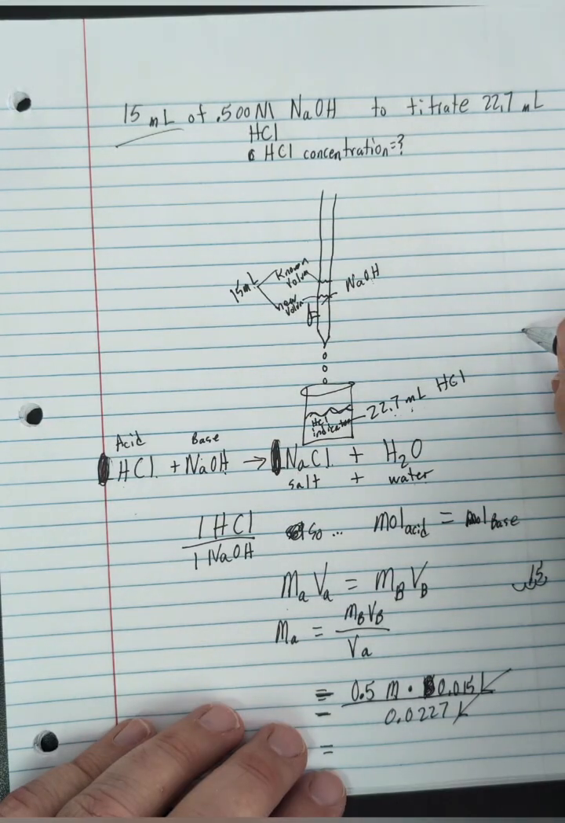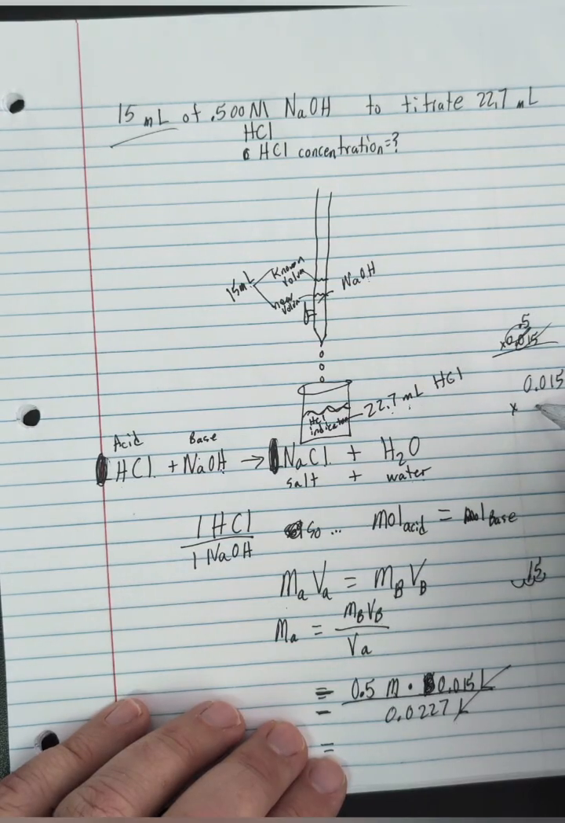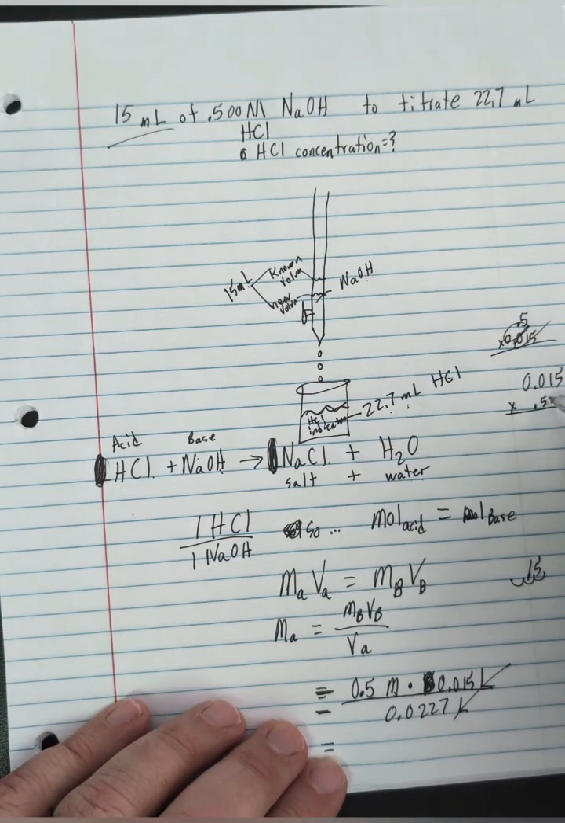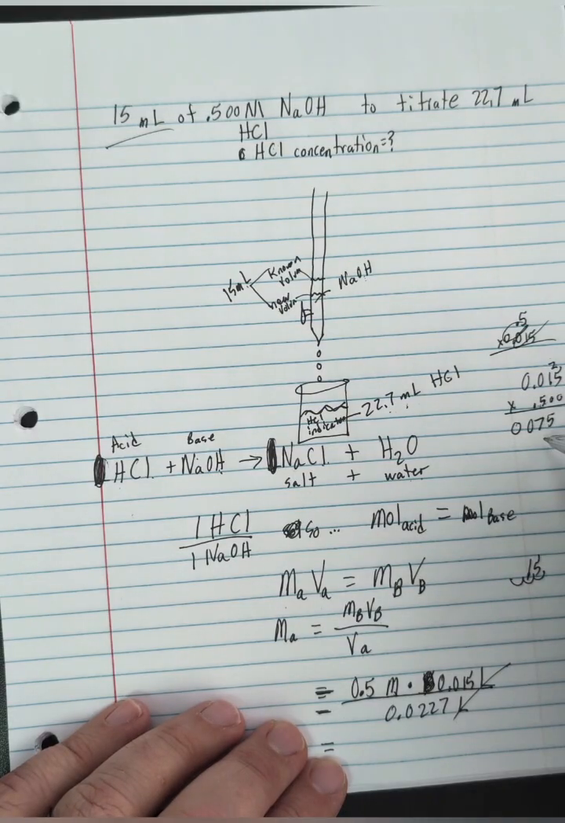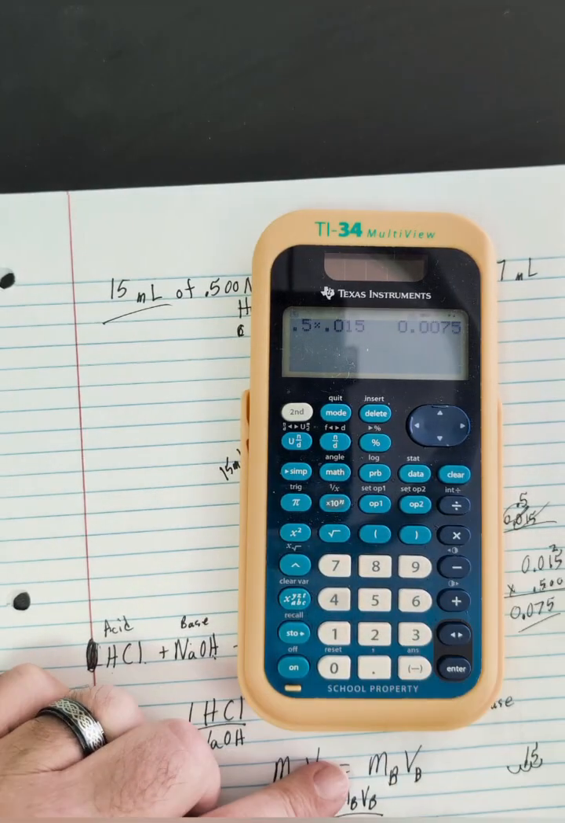So we've got 0.5 times 0.015. So 5 times 5 is 25. That's 5, 6, 7, and that would be 0, and that would be 0. And then we would have 3 decimal places. So it'd be 0.075, and we're going to divide that. You know what? I need a calculator. All right. So 0.5. So yeah, I was off.